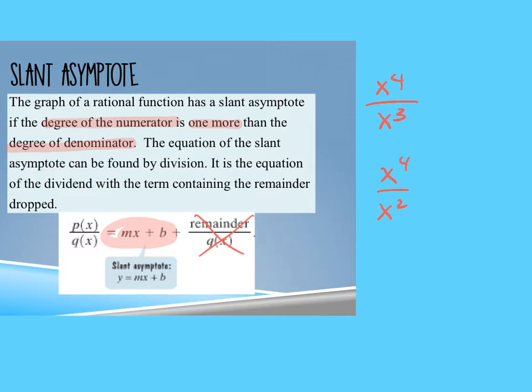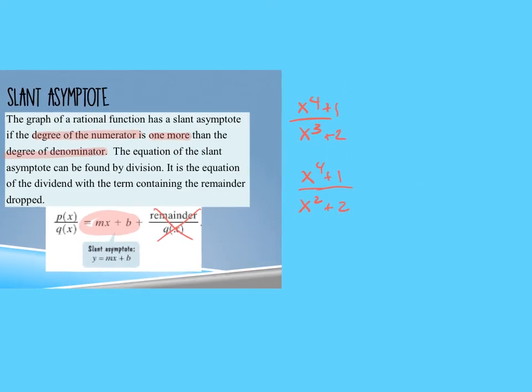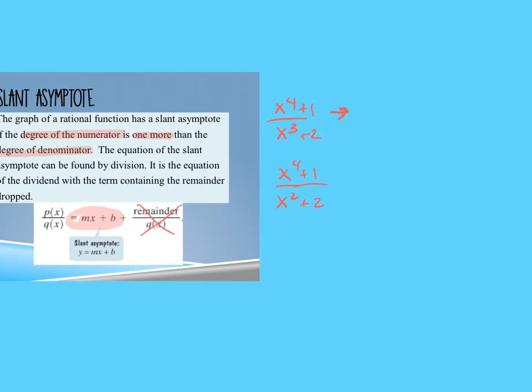Obviously, these simplify, so let there be a number at the end. So you get the concept, okay? So this would have a vertical, well, actually it doesn't even have a vertical. This would have a slant. This would have no horizontal. This would have neither slant nor horizontal.